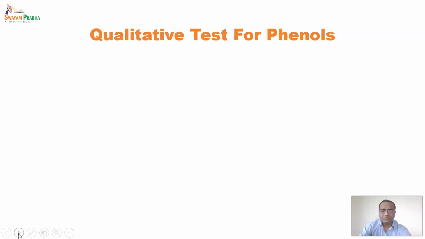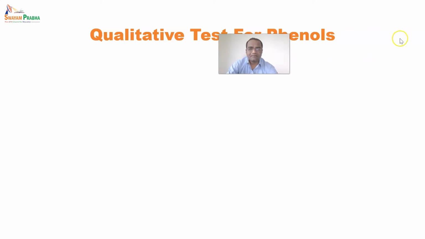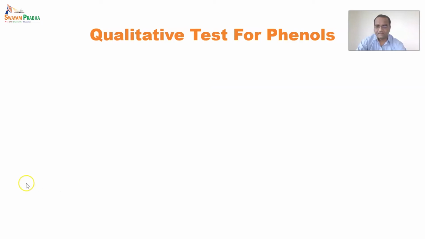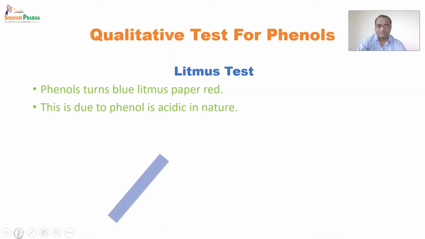After that we will come to the qualitative tests for phenols. One by one we will see which are the tests for phenol. So how can phenol be identified by a chemical test? Firstly, a very simple test that every student does, that is the litmus test. Phenol turns blue litmus paper red, and this is because phenol is acidic in nature.